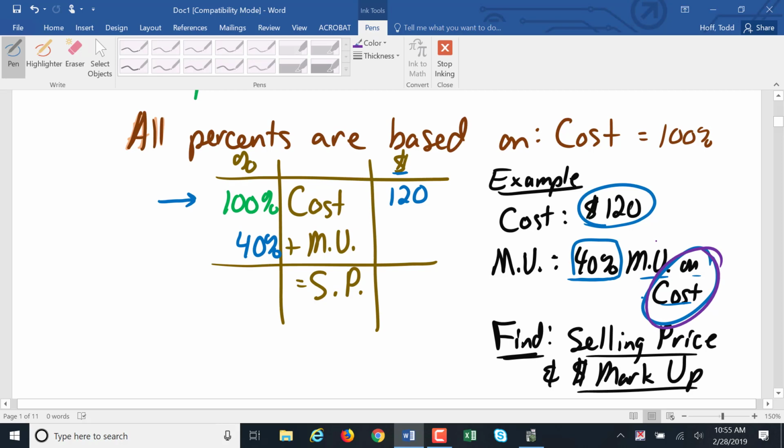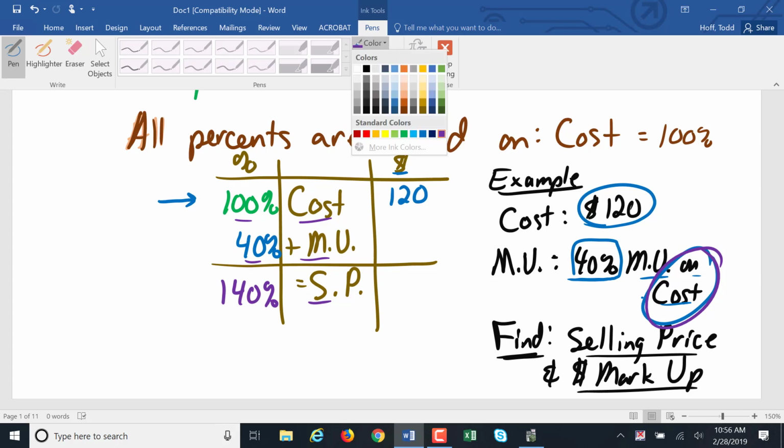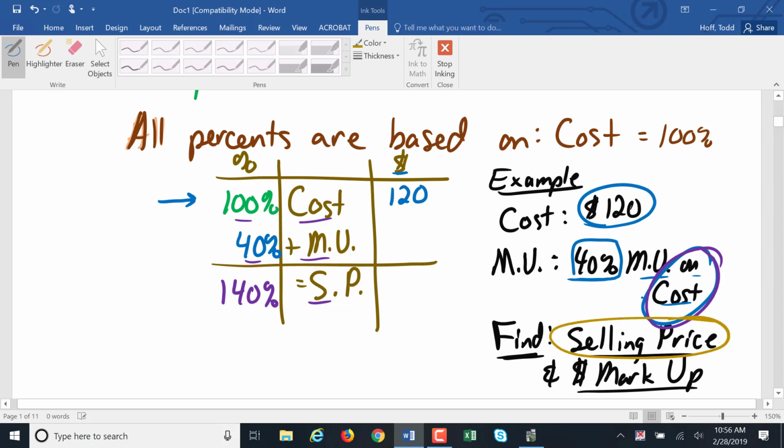But now there's another piece that we can calculate rather quickly. We can find the percent here for the selling price, because on both sides of this, our equation has to hold true. Cost plus markup has to equal selling price. So 100% plus 40% is 140%. So our selling price represents 140% of our base. Now to find these numbers here, the selling price and the dollar markup, I can find either one of them first. I'm going to go ahead, since I asked for the selling price first, and find that first.